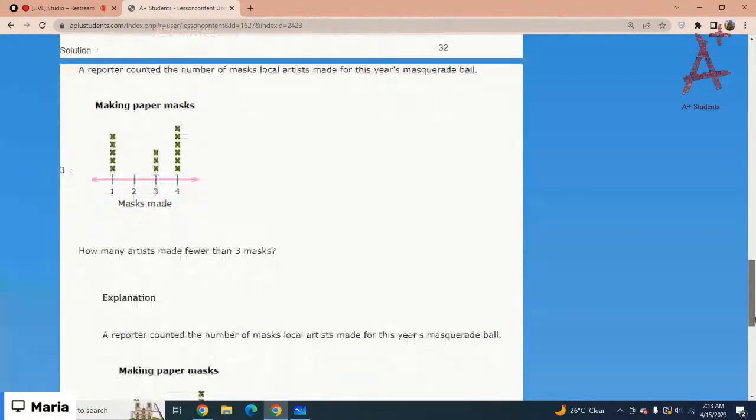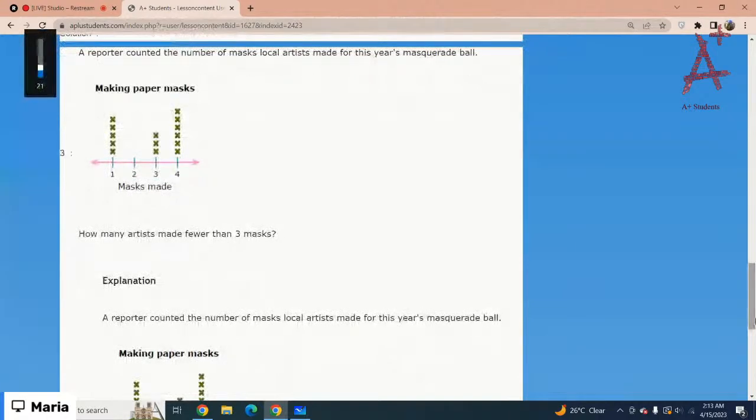Okay, the next one is a reporter counted the number of masks local artists made for this year. For this year's masquerade ball, how many artists made fewer than three masks? So which values are fewer than three? Fewer than three are two and one. Got it? So just add and calculate the values for two and one.